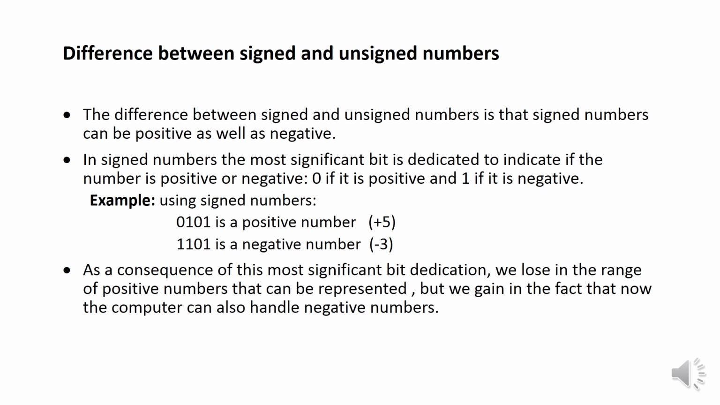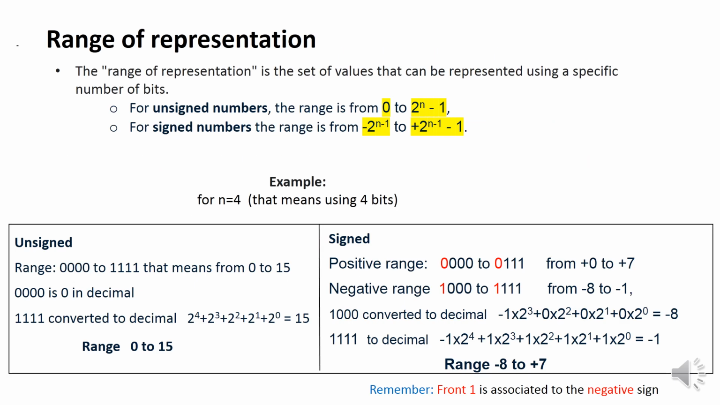So let's go first to the range of representation. The range of representation is the set of values that can be represented using a specific number of bits. For unsigned numbers, the range is from 0 to 2^n - 1. And for signed numbers, the range is from -2^(n-1) to +2^(n-1) - 1. So note that the range is not the same if we are using unsigned numbers or signed numbers.